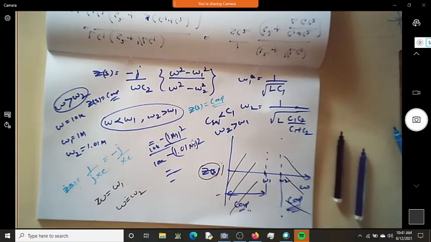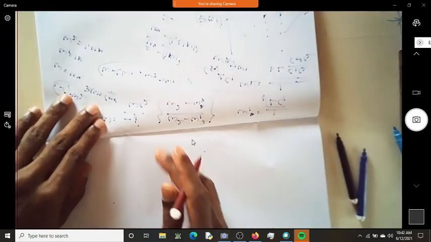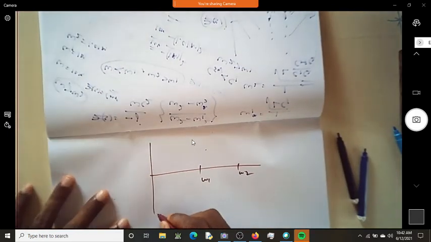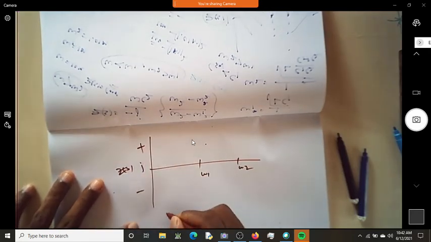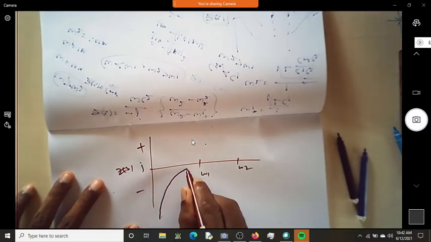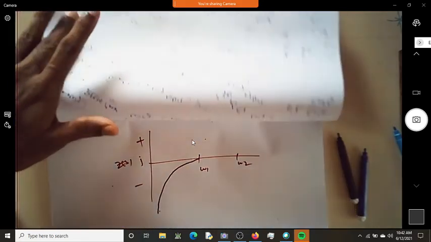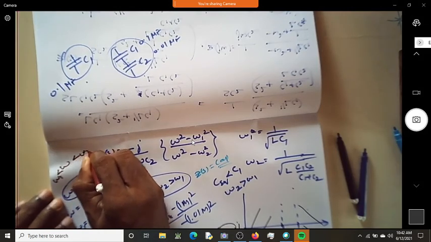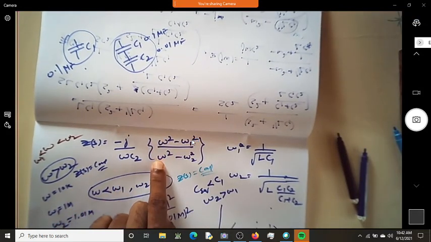Meaning to say, as the value of omega changes, I'll just rewrite here. If you write this as omega 1, omega 2, it was inductive. For this Z of S, it is j, this is negative, this is positive, this is capacitive in nature. This capacitive nature will become 0 when it reaches so and so. Suppose the value of omega is between omega 1 and omega 2.